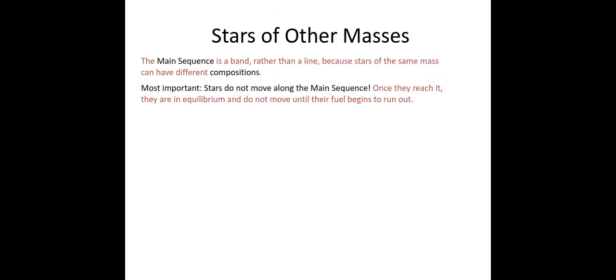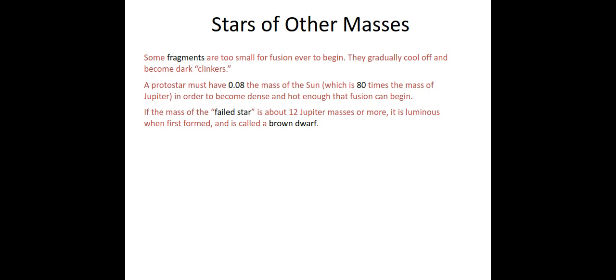Main sequence is a band rather than a line because stars of the same mass can have different compositions. So they can be made of different stuff. Most important, stars do not move along the main sequence. Once they reach it, they're in equilibrium and do not move until their fuel begins to run out. Their fuel is hydrogen, right? So they're going to squeeze hydrogen to make helium. And as long as they can do that, they'll be on the main sequence. But once they run out of hydrogen, then they can't stay on the main sequence anymore.